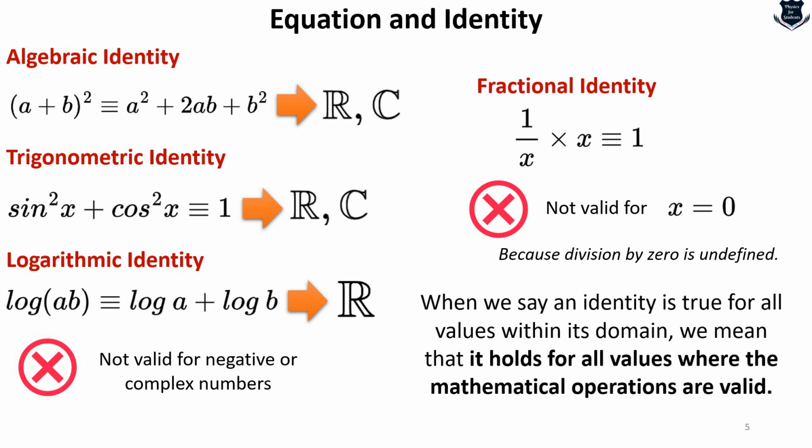So what we can say is that when we say an identity is true for all values within its domain, we mean that it holds for all values where the mathematical operations are valid. We talked about that: the addition, multiplication, squaring, etc. So these are the examples of identity.